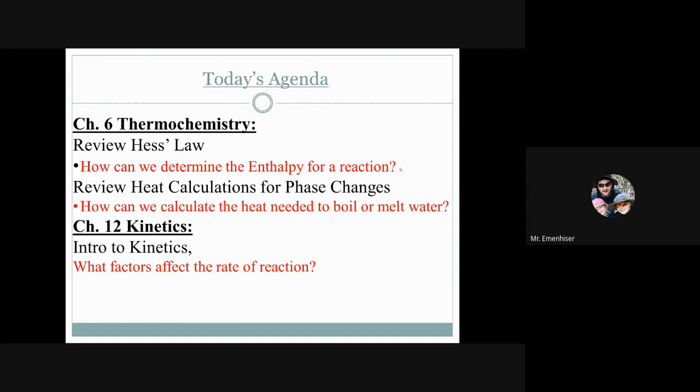And then when we do kinetics, we're just going to do an introduction, and we're going to look at what factors affect the rate of a reaction. And then there's a lot of other little things that we'll look at today, but this is the main thing. The other main thing that we're going to deal with today is the heating curve of water. We're going to make a graph that shows the heat changes when raising the temperature of water, boiling, freezing, all that kind of stuff. So we understand the relationships and what the energy is doing when these things are happening. And that's what thermochemistry is all about.